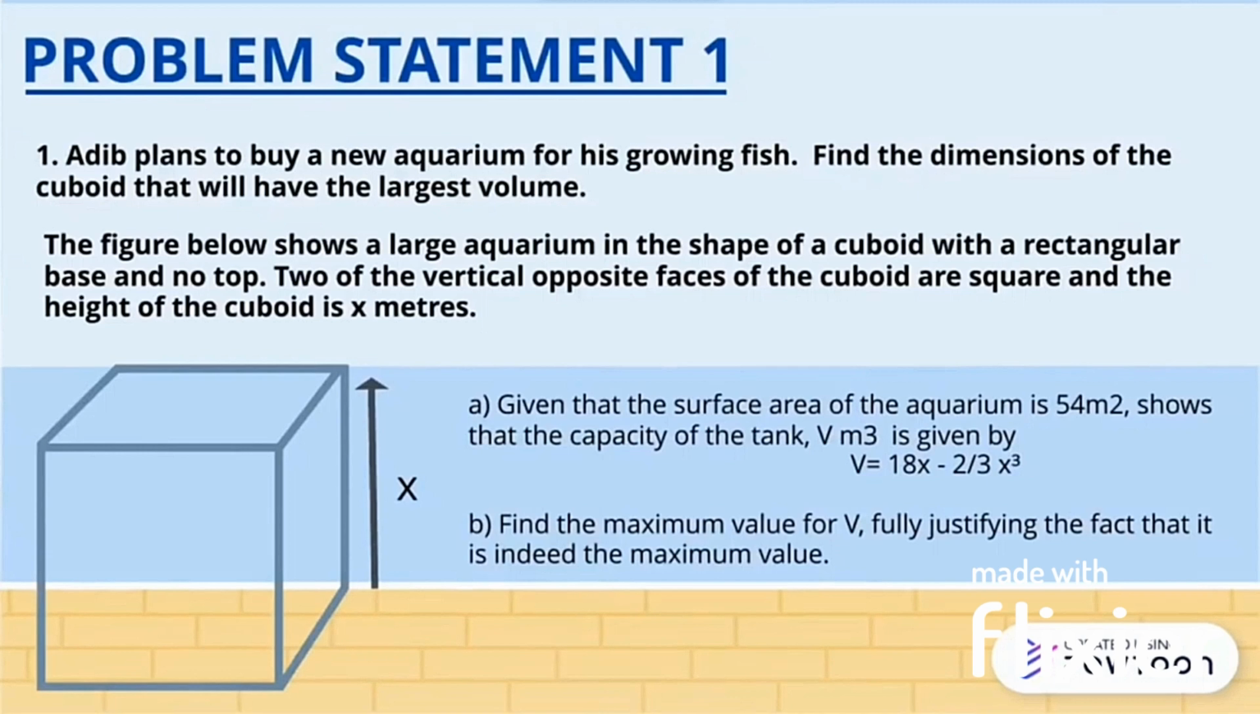A. Given that the surface area of the aquarium is 54 meters squared, show that the capacity of the tank, V meters cubed, is given by V = 18x - (2/3)x³. B. Find the maximum value for V, justifying that it is indeed the maximum value.